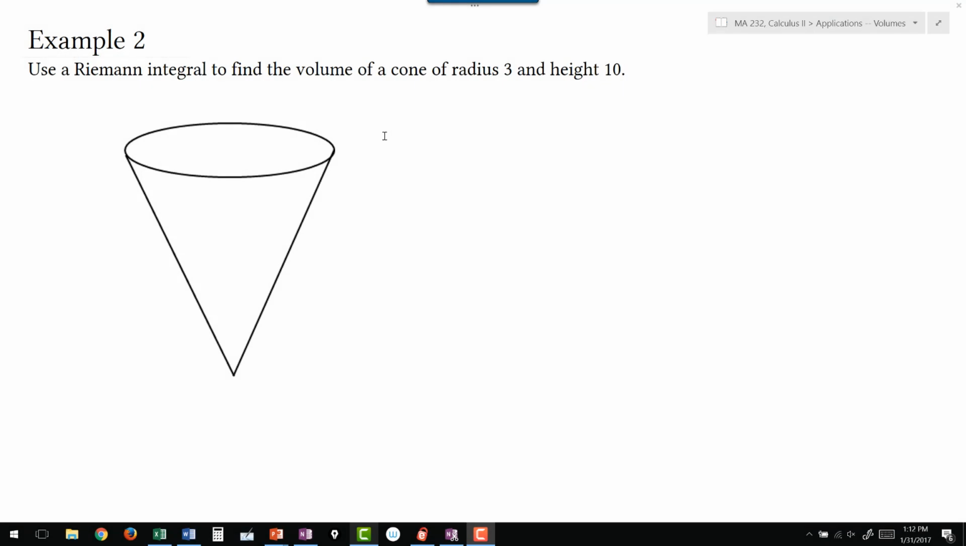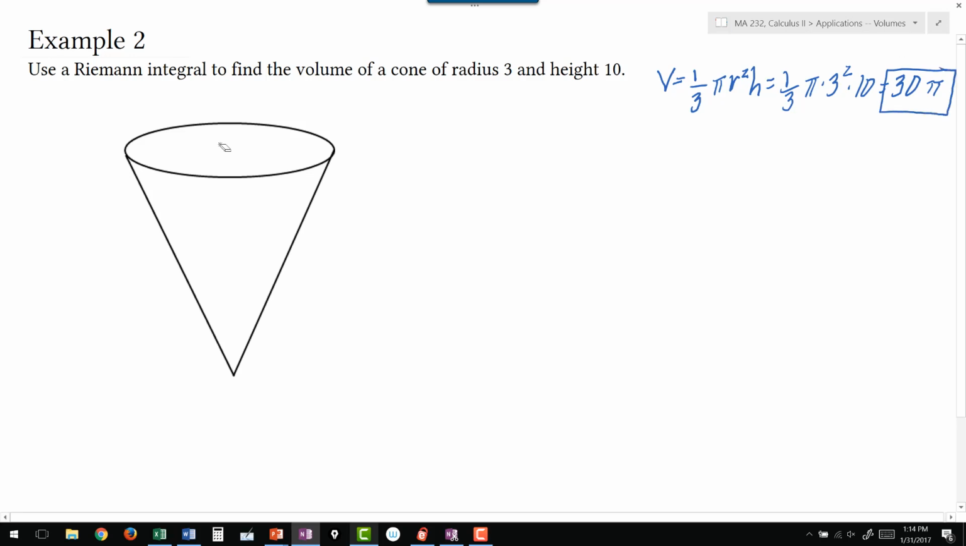Next up, we have the task of using an integral to find the volume of a cone of radius 3 and height 10. As was the case with the cylinder, the volume of a cone we already know to be 1/3 pi r squared h, where r is the radius and h is the height. So we get 1/3 pi times 3 squared times 10. And if we simplify that, we get 30 pi. And that gives us something to shoot for as we're applying this new method of finding volumes.